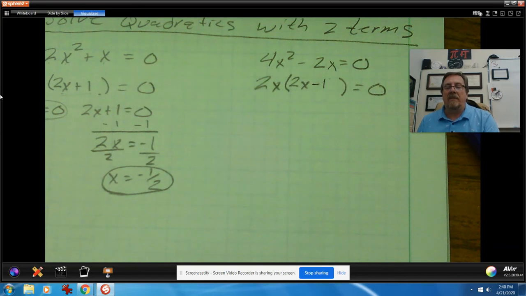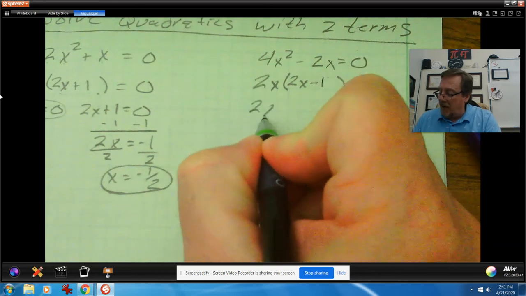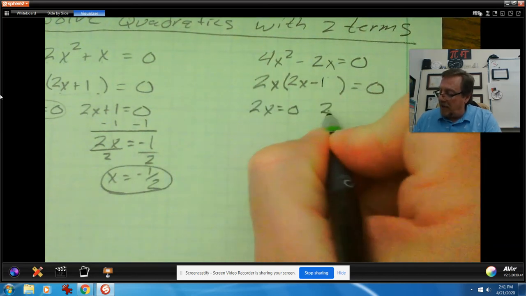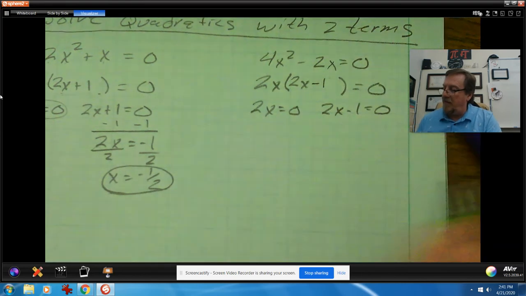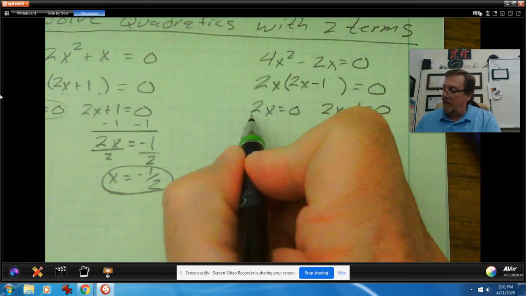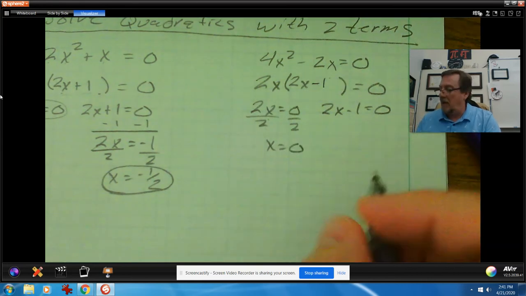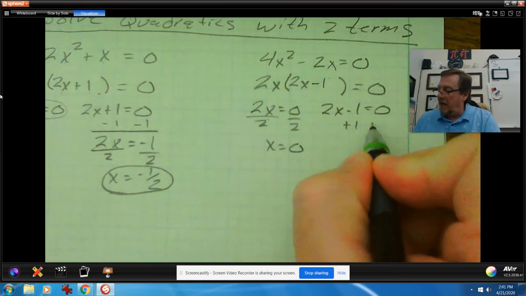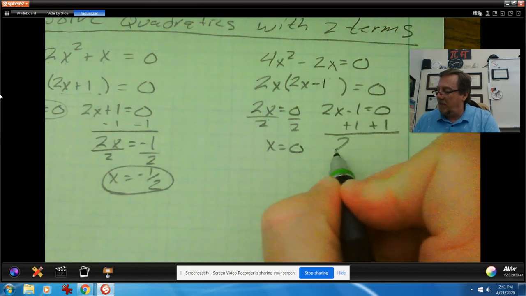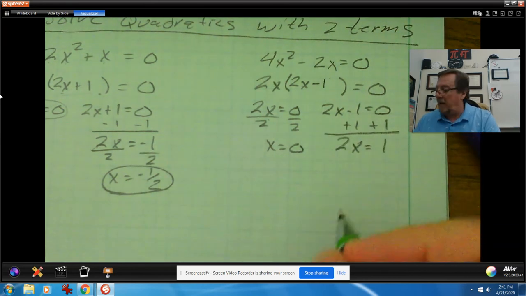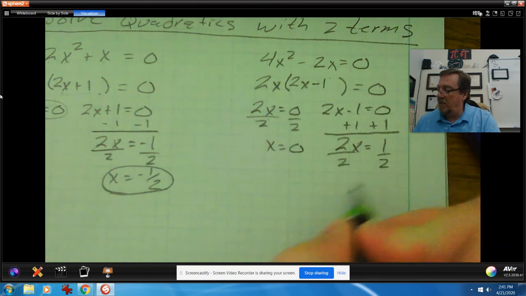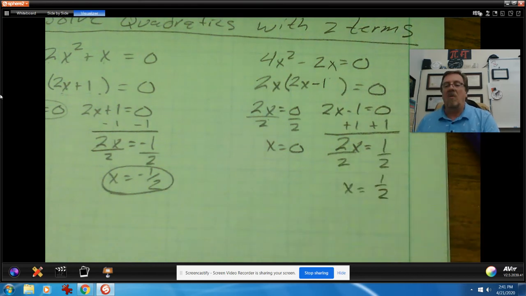What's our next step? Set each factor equal to 0. So I'm going to set 2x equal to 0, and I'll set 2x minus 1 equal to 0. Here, we can divide both sides by 2 to get x equals 0. And over here, I could add 1 to both sides and then divide by 2 to get x equals 1/2. Okay? Makes sense? Hope so.